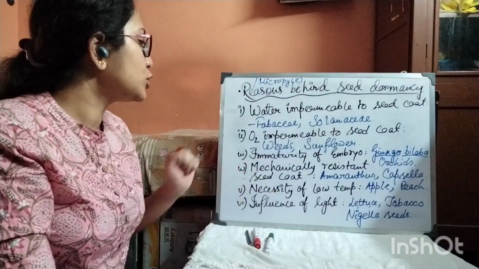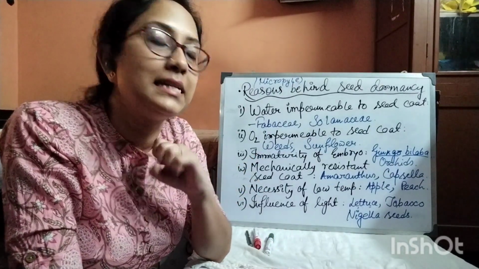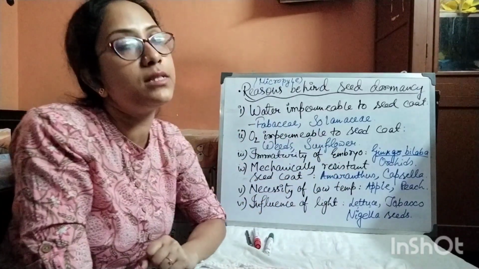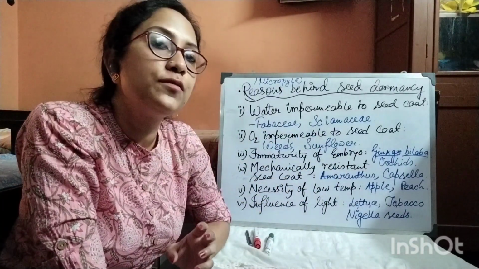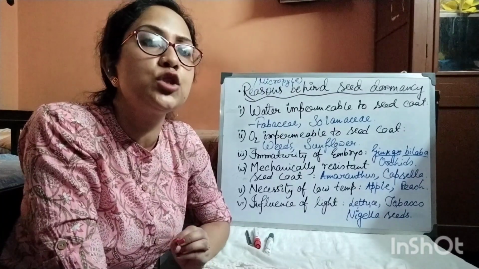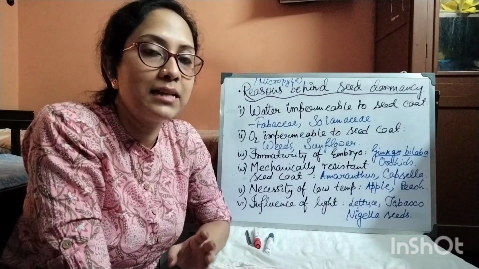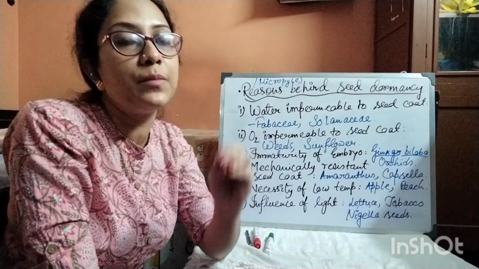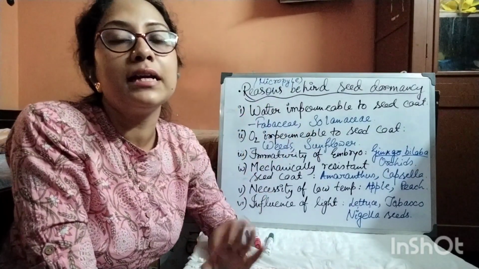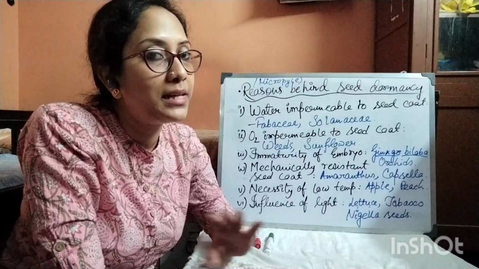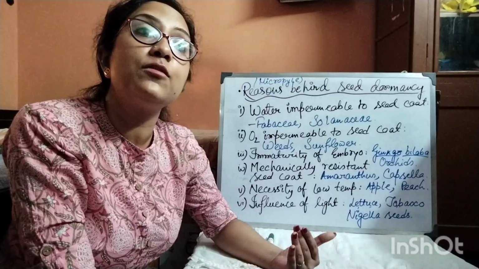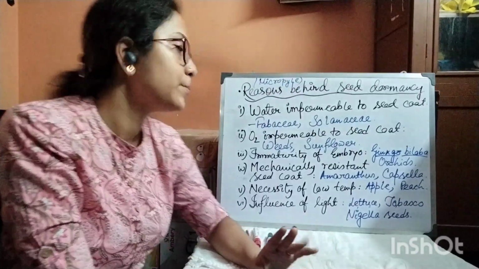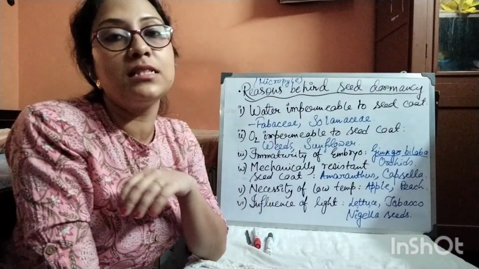Okay. The fourth point is mechanically resistant seeds. In the case of Amaranthus and Capsella, as you can see written over here, the seed coat is so tough or thick that the seeds remain in a quiescent or dormant state, and they will never germinate, or they will take a very long time to germinate.